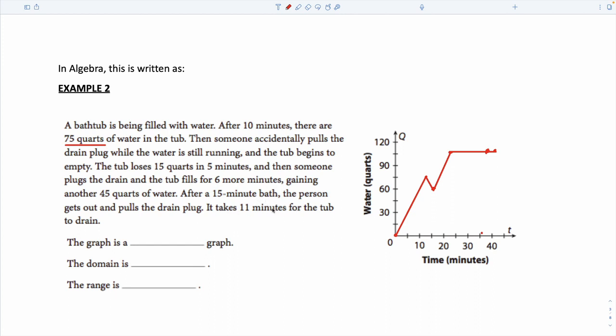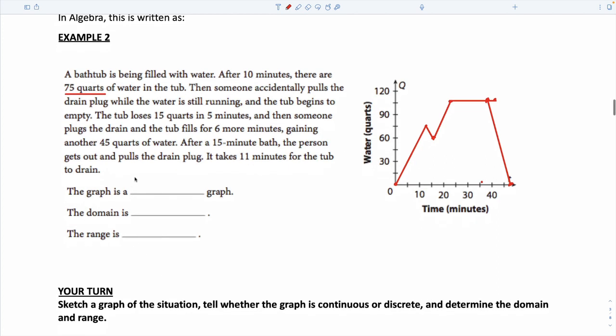And lastly, it takes 11 minutes for the tub to drain. What is that going to look like for it to drain? It's emptying. 11 minutes from 36 is going to be over to 47. It's going to go right about there until it gets to 0. At any point, you could track how much water's in the tub. Even though they're not telling you the specific time the event happened, you could go over to 33, you could go over to 27, and find the amount of water in the tub. This is continuous.